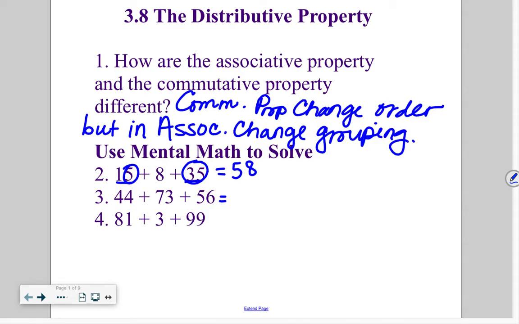Alex, explain how you used mental math to do this, please. I took the 4 off 44 and put it on 56 to get 60, and then added 40 and 60 to get 100. And then I added 73, 173. Did everybody hear what he said? So the 4 to 56 is 60, plus 40 is 100, plus 73 is 173. Okay, and the last one.